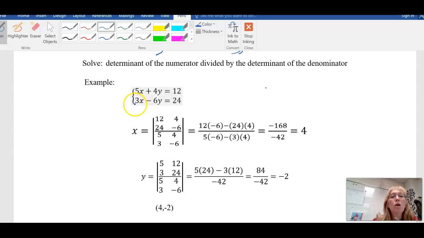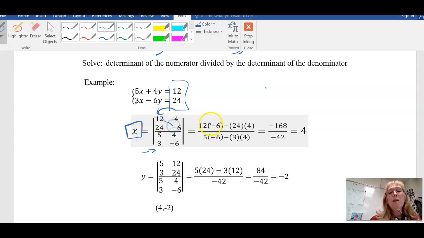Okay, so we're going to start with our determinant in the denominator. So that's 5, 3, 4, negative 6. I am solving for X. So instead of 5, 3 in the X value, I am going to put in 12 and 24. Y stays the same, the 4 and the negative 6. Now you find the determinant of the numerator and the denominator, and you actually divide. So we take 12 times negative 6 minus 24 times 4, which is negative 168. Same in the denominator. 5 times negative 6 minus 3 times 4, negative 42. Divide, and your X value is 4.